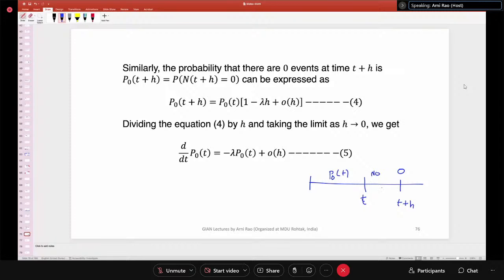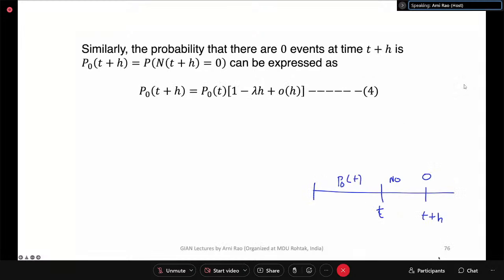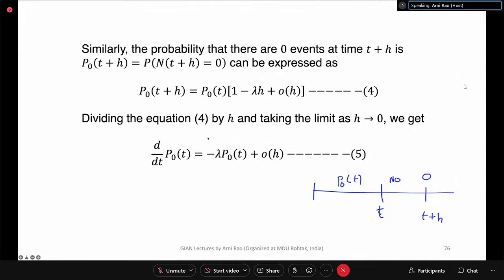So p0. That's why, again, divide by h and take the limit as h goes to 0. We get d by dt p0(t) equals minus lambda p0(t) plus order of h.